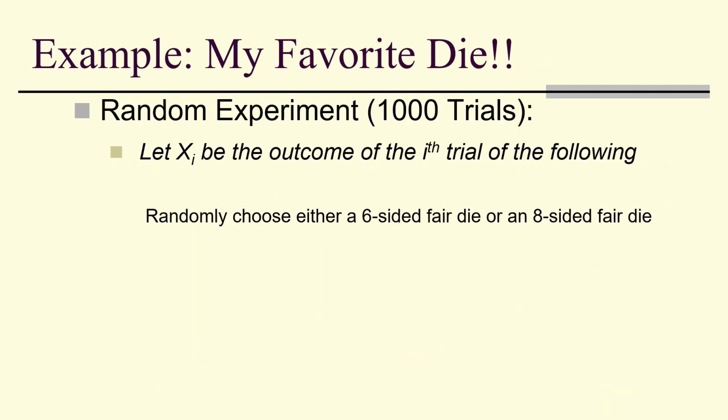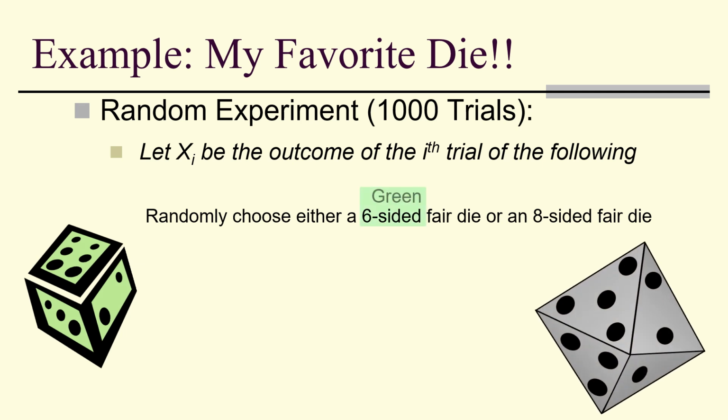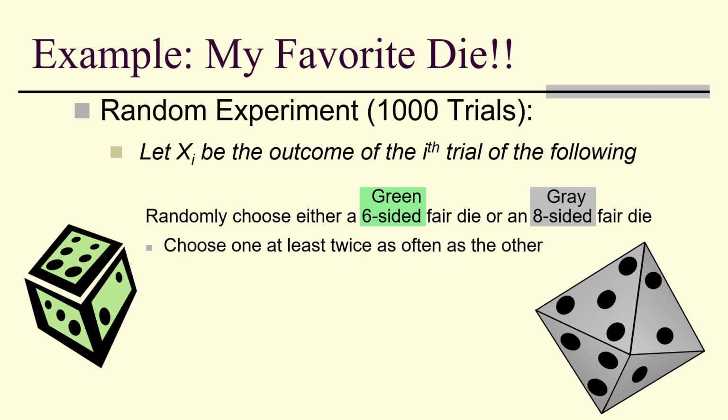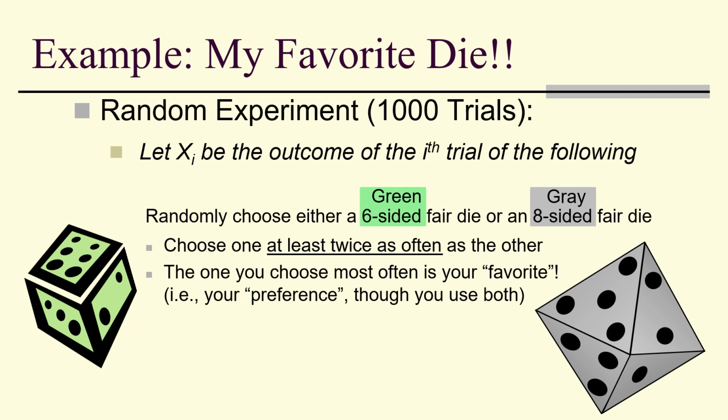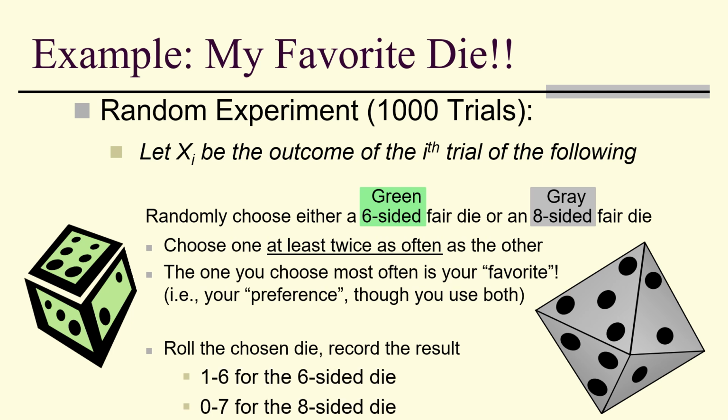Let's look at an example. Suppose you have a random experiment, 1,000 trials, x i is the outcome of the ith trial of the following. Randomly choose either a 6-sided fair die or an 8-sided fair die. The 6-sided we're going to say is green and the 8-sided is gray. Choose one of them at least twice as often as the other. The one you choose most often is your favorite, your preference. Roll the chosen die, record the result: 1 to 6 for the 6-sided die, but 0 to 7 for the 8-sided die.